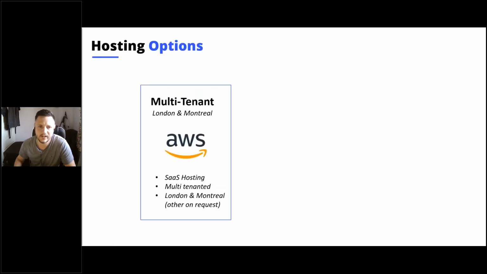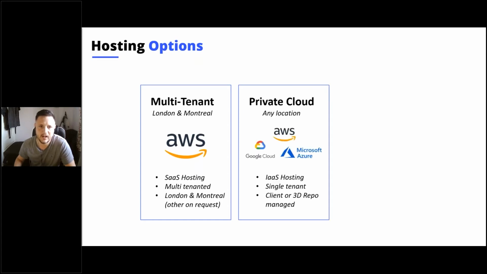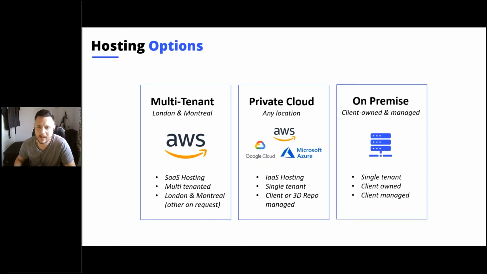In terms of hosting, our main platform is hosted on AWS in London and Montreal, so there's two separate instances that you can connect to. But we can spin up 3D Repo for you on any private cloud of the major cloud providers anyway. And in theory, we can also put it as an on-premise solution. It is quite heavy though as a platform, so it does require a few servers. It's not just one thing that you can install.